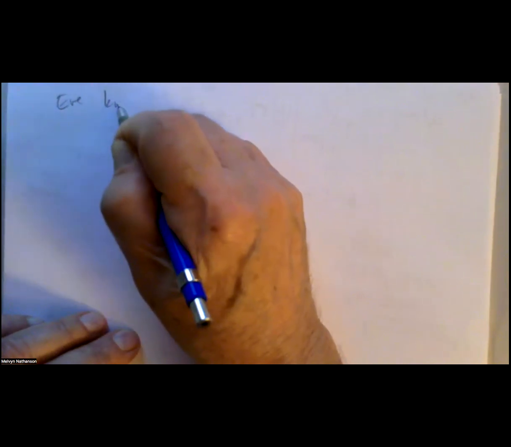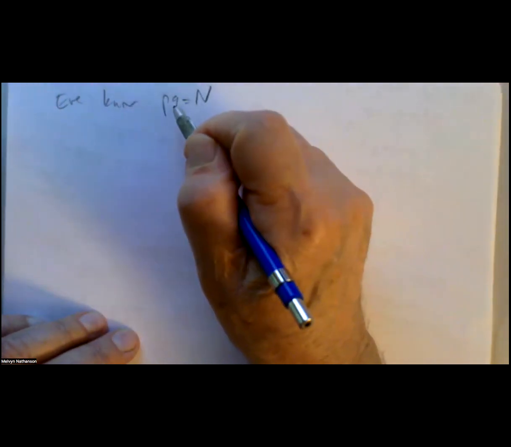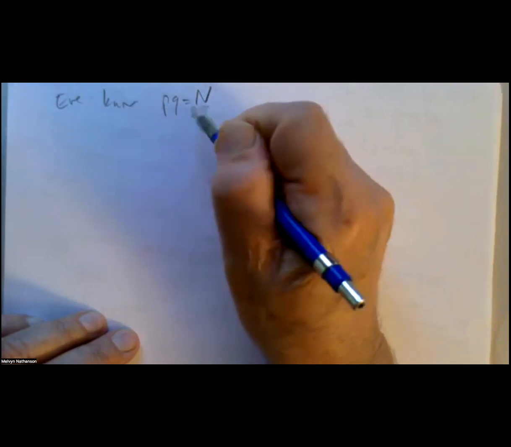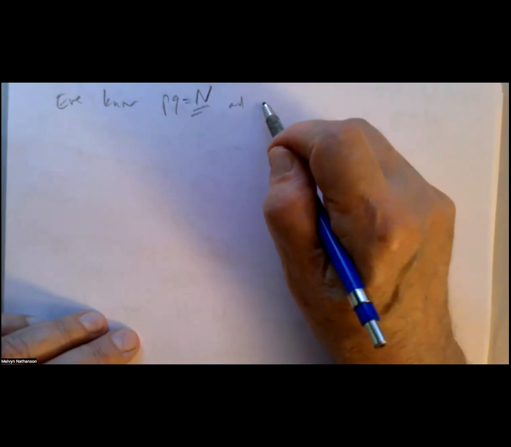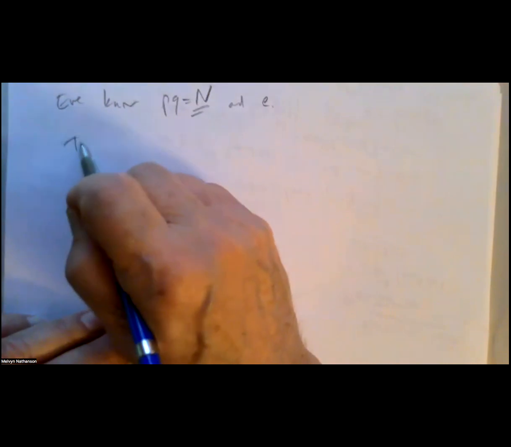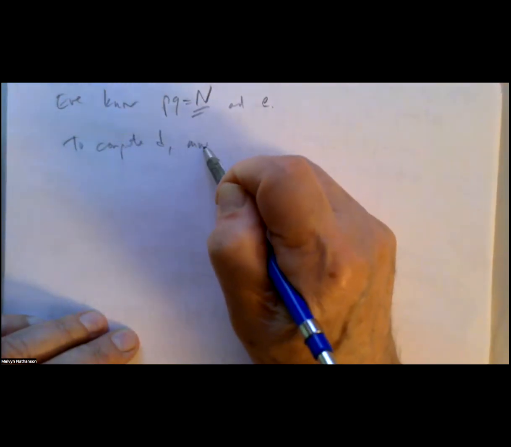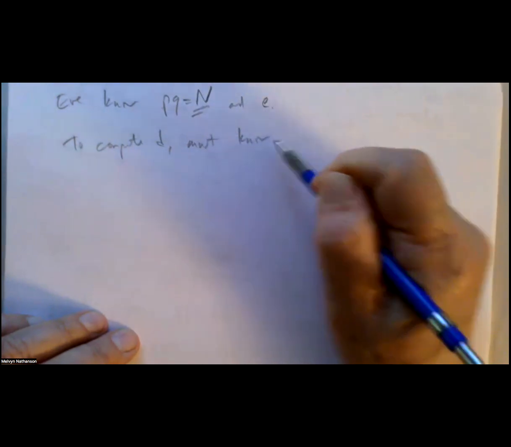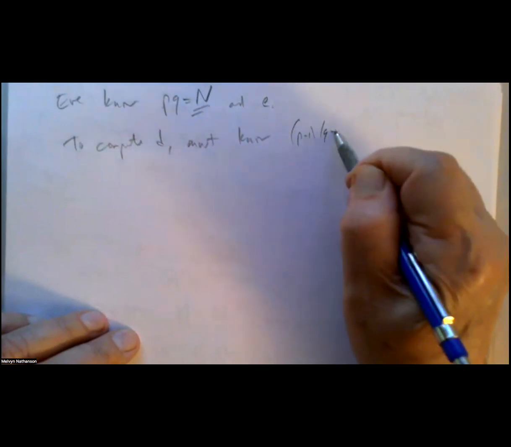So Eve knows PQ, which is N. She doesn't know what P and Q are, but she knows N. And she knows E. To compute D, she must know not PQ, but (P minus 1)(Q minus 1).